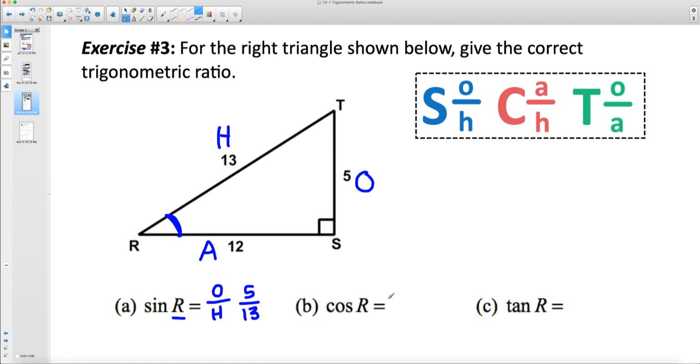Cosine of angle R, cosine is adjacent over hypotenuse. So our adjacent side is 12. The hypotenuse is 13. So our ratio is 12/13. And tangent, tan is opposite over adjacent. So tangent is opposite side is 5. The adjacent side is 12.